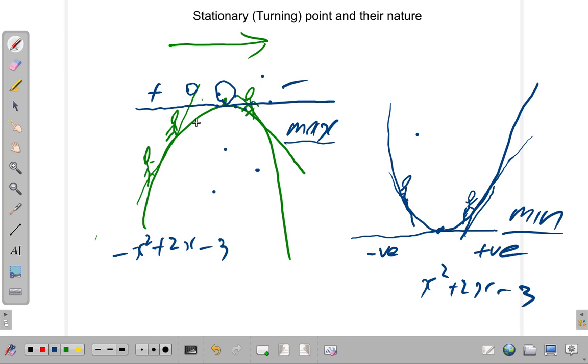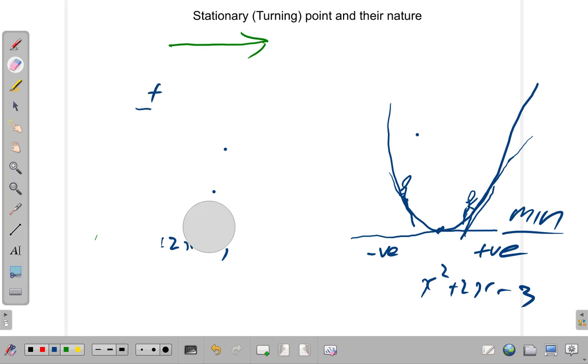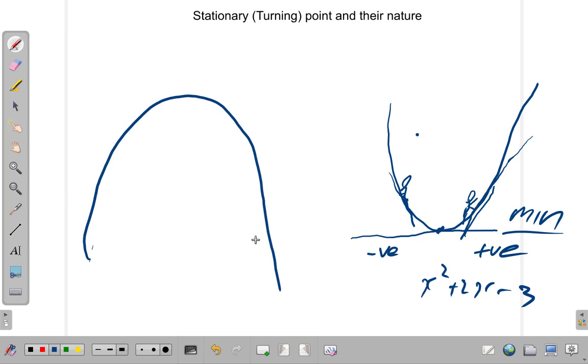Now, let's look back at this graph. Let me redraw it. If you have a graph looking like this, right here is a turning point. If you calculate the value of a point on the left and the right, and they are lower than that of the turning point, these are the values here, and the turning point is up here, then you see it's a maximum point, right?